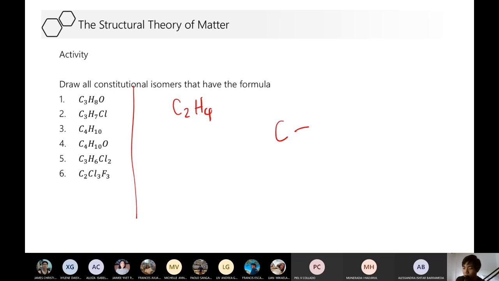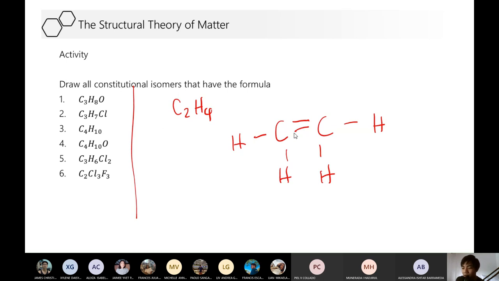So, C2H4, you have two carbons and four hydrogens. Ang mapapansin nyo, vacant yung dalawang bond. So, you can actually connect them. Pwede mo sila pagdugtungin like that. So, you can create double bond. Mapapansin nyo, may apat pa rin connectivities yung carbon. 1, 2, 3, 4. Apat yung bonds niya. Same as this one. 1, 2, 3, 4. So, this is the double bond.